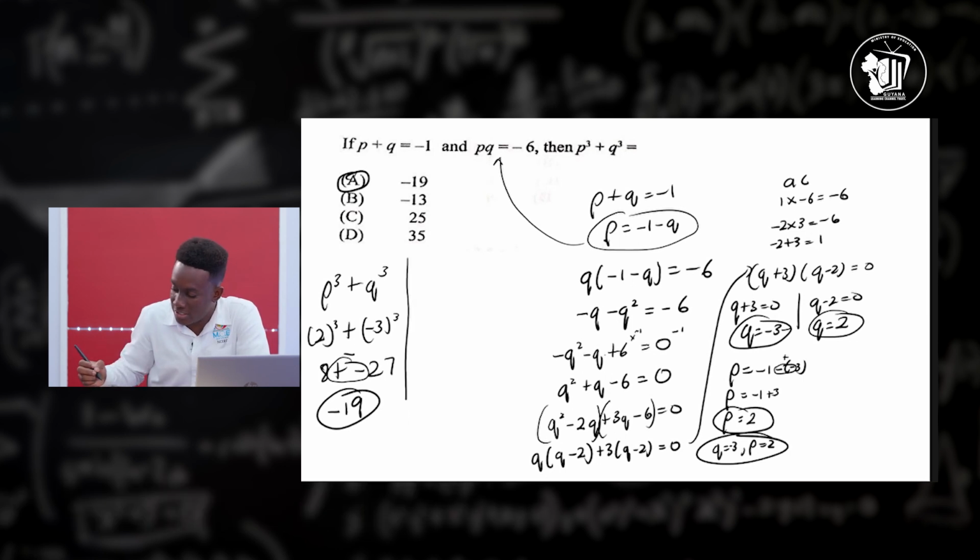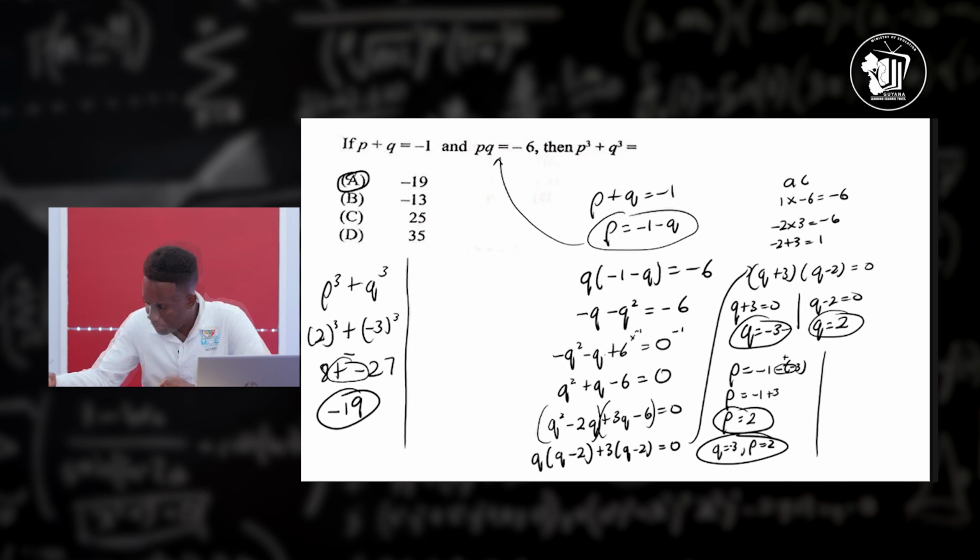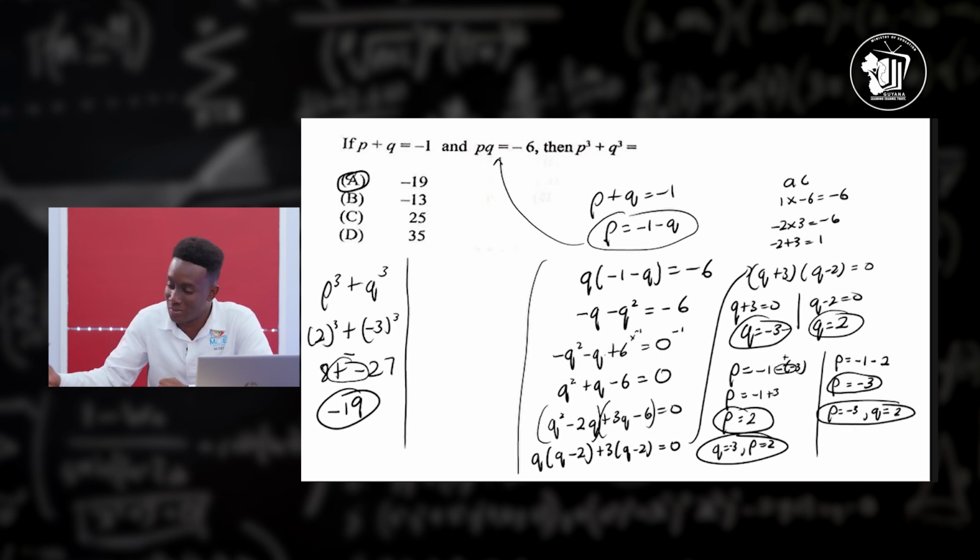Let's try the other value for P and Q to see if that will work. When Q is equal to 2, let's see what P would be equal to. P would be equal to -1 minus Q, which is 2, so P would be equal to -3. So when P is equal to -3, Q is equal to +2. Basically, these two are the same. We have the same two numbers, they're just switching places. And if we plug them in, we'll get the same value. So indeed, our answer is A, which is -19.